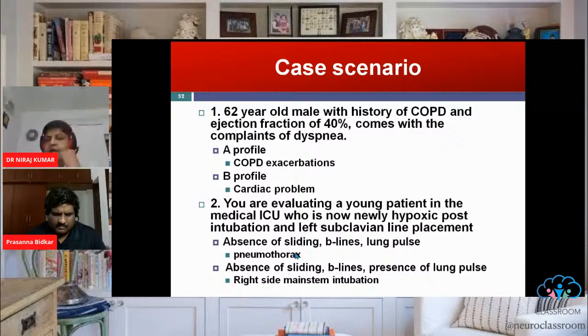But remember, if you are getting sliding sign absent, B lines absent, but you are getting lung pulse on the left side, then the pneumothorax is ruled out. So it may be because of right-sided bronchial intubation. Then if you withdraw the endotracheal tube a little in the upward direction, you might get the sliding sign positive on the left side. So these are simple case scenarios that will help in making the differential diagnosis.